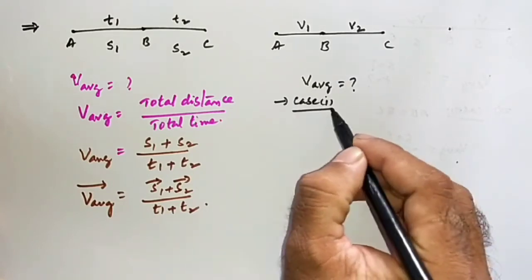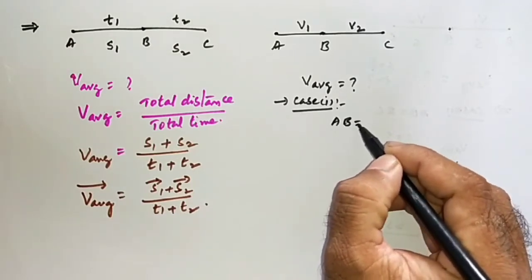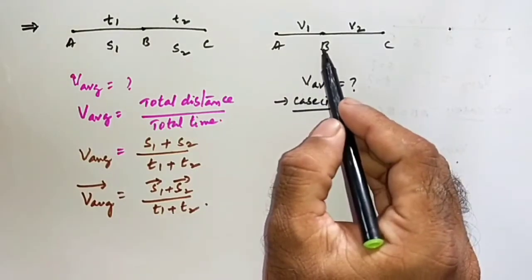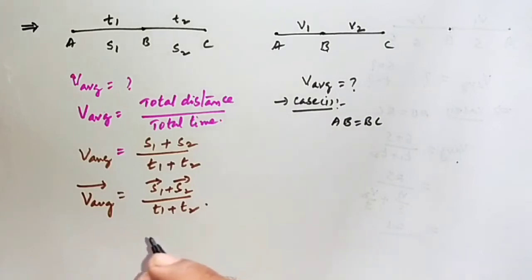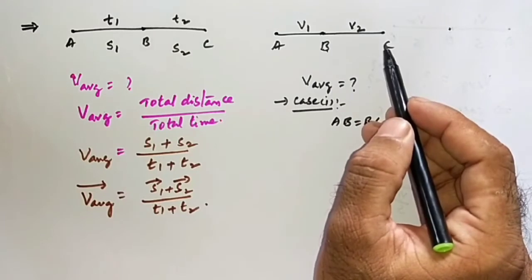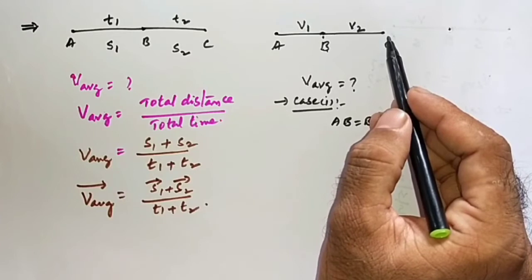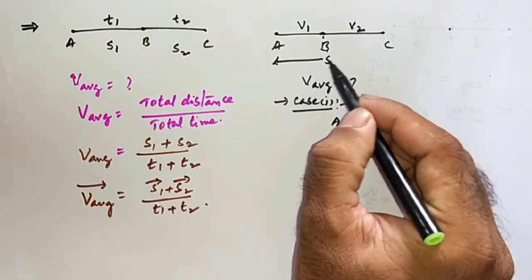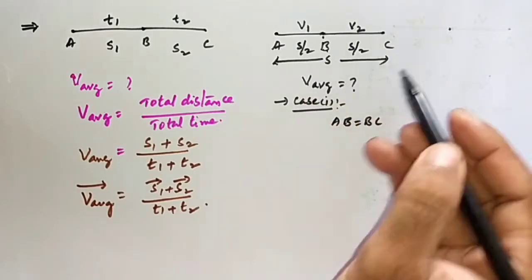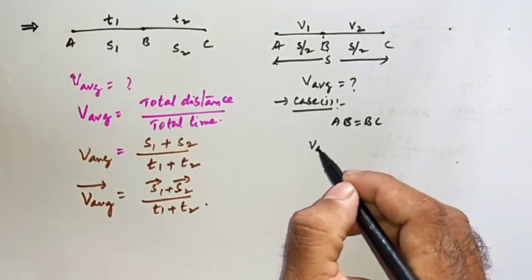Case 1 will be given like this: the distance traveled by the body is equal. That means the distance between AB is equal to the distance between BC. It covers equal distances. This is half of the total distance and this is the remaining half of the total distance. Let us take the total distance as S. Now let us see what the average speed is.